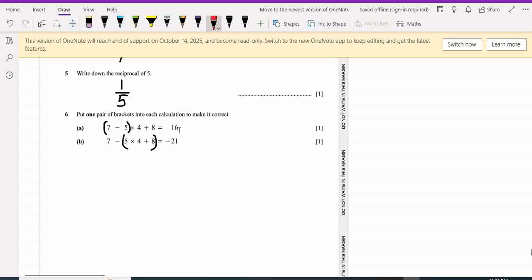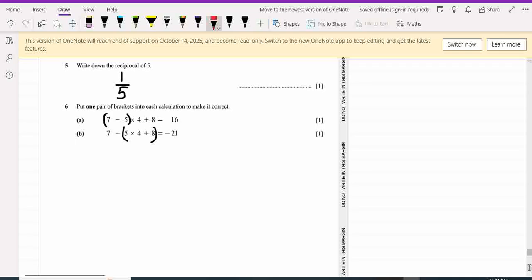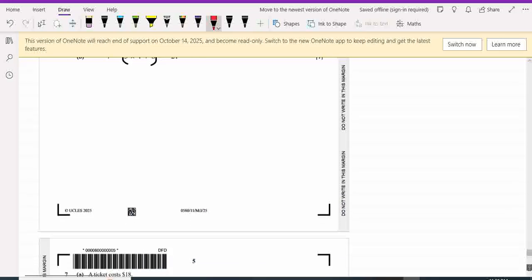So that's the answer. Next is, we have to put a bracket so that this calculation is equal to minus 21. If we put 7 minus something, this number should be 28. So 7 minus 28 is minus 21. So if we put a bracket here, this will become 5 4s are 20, 20 plus 8 is 28. So this will be evaluated first. So we put a bracket here, and the answer will be correct. That's it. Next are very easy questions.